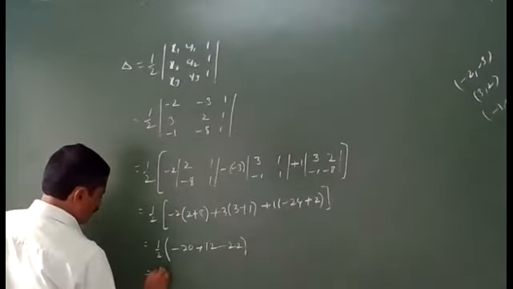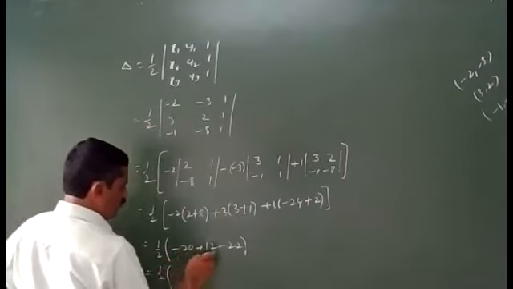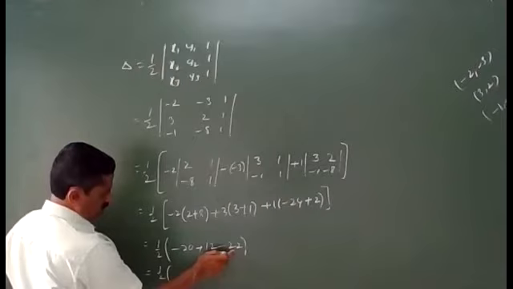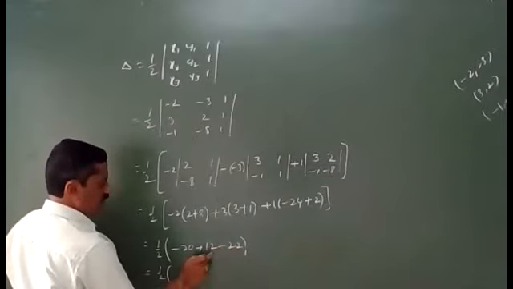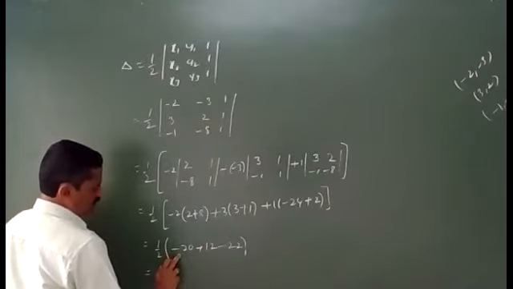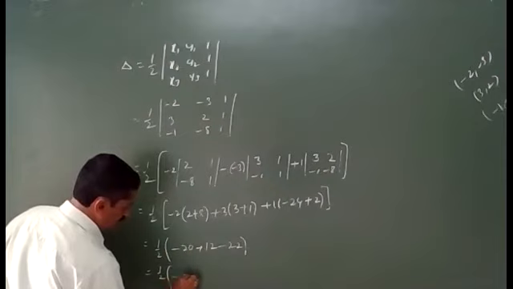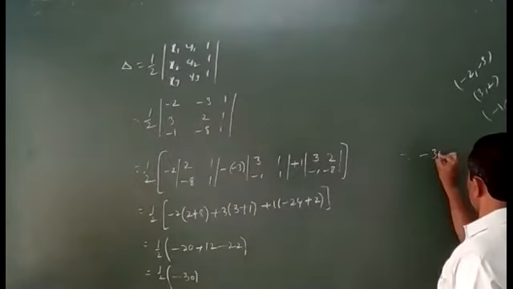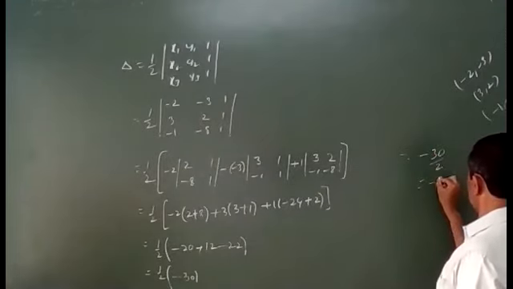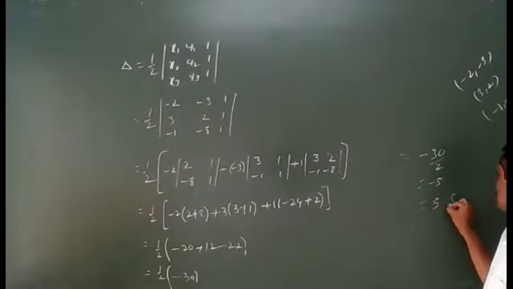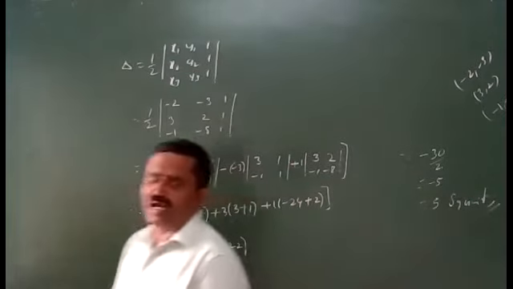Simplification is equal to 1 by 2 of minus 20 plus 12 minus 22. We have minus 8 minus 22 which is minus 30. Again, simplification: that is equal to minus 30 divided by 2, which is equal to minus 5. We know that area cannot be negative, therefore it is equal to 5 square units. So this is the area of the triangle.